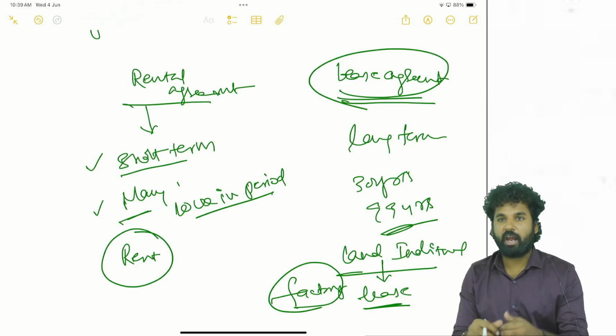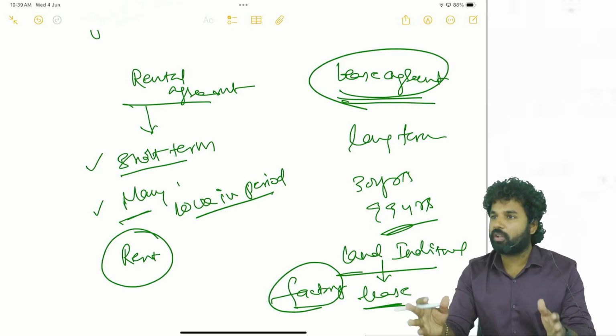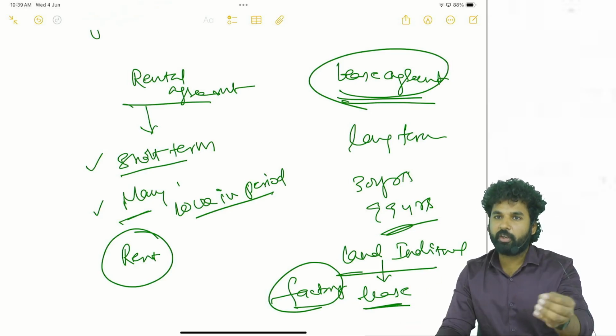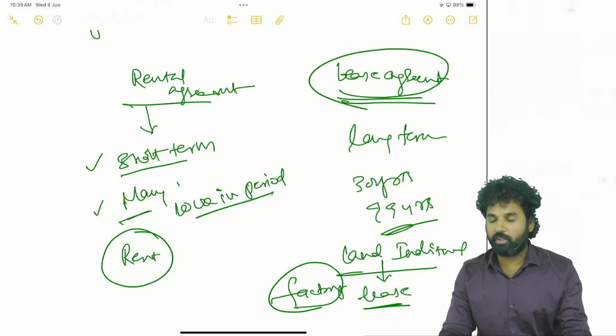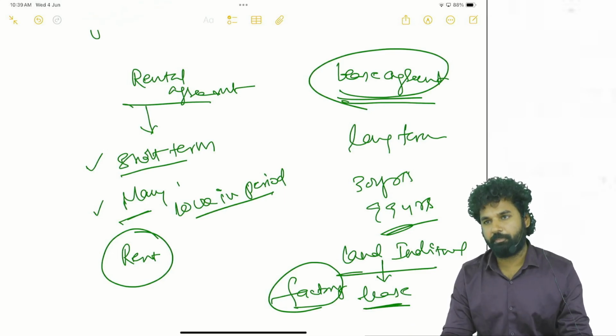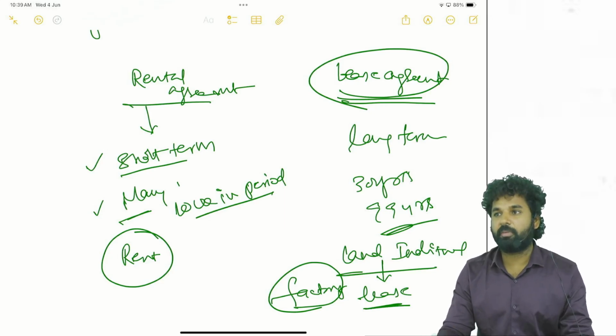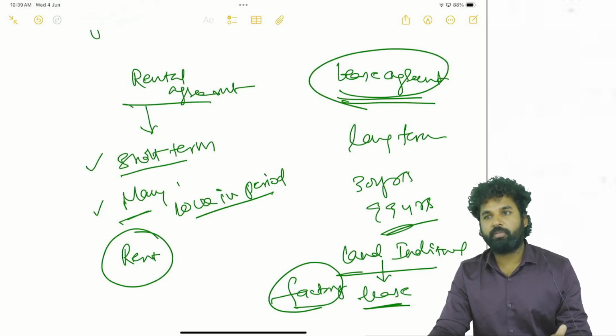The land is not yours. You are not the owner of the land. You are taking it on lease for 30 years. It is a long-term lease. That's why some civil structure is being built on it. Okay, that is what is lease. It may be for 30 years. It may be up to 99 years also. Some government leases will be for 99 years also.